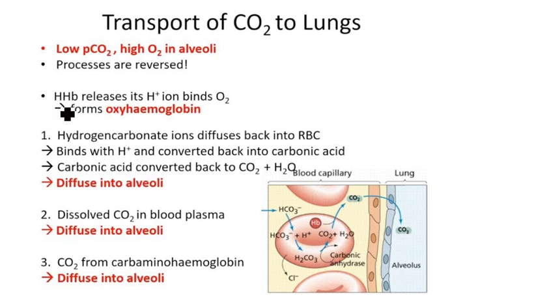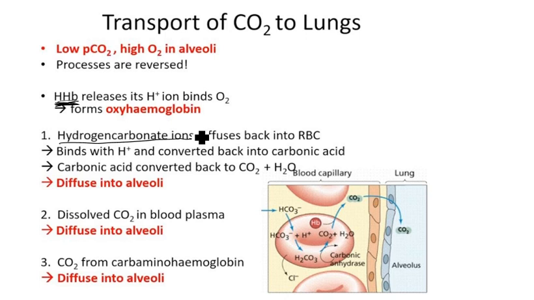So the HHb will release its hydrogen ion there in the lungs so that hemoglobin can bind O2 again to form oxyhemoglobin. Remember, at this point it's carrying hydrogen. Now, hydrogen carbonate ion diffuses back into the red blood cell. Remember, this hydrogen carbonate ion is floating within the plasma. So at this point, it will diffuse back into the red blood cell.